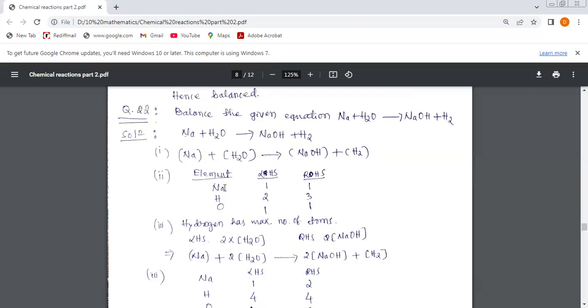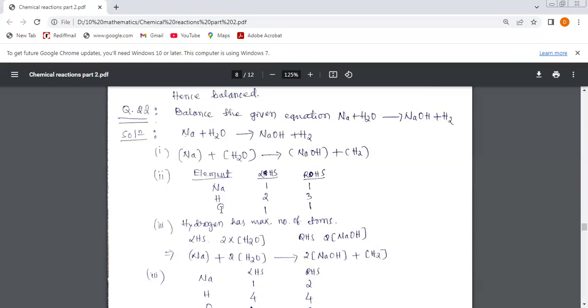And write the table for elements: elements, LHS, RHS. What are the elements involved here? Sodium is here, hydrogen is there, oxygen is there. And write their numbers. So sodium on the LHS is 1 because only 1 is there, and on the RHS also it is 1. Hydrogen, LHS 2 are there. RHS 3 are there: here 1, here plus 2, 3 are there.